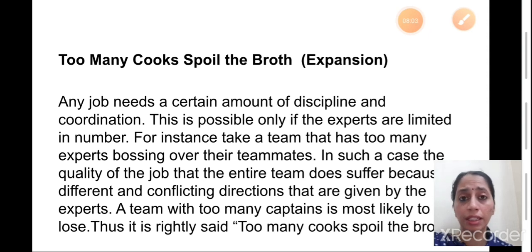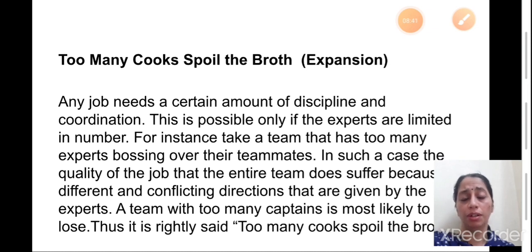Everybody cannot think alike. Okay, they may have their own points of view. So, what will happen because of this? The entire team will suffer because they will get different points of view from different people. A team with too many captains is most likely to lose. Yes, if there are many bosses bossing around, it becomes difficult for the teammates to understand what has to be done.